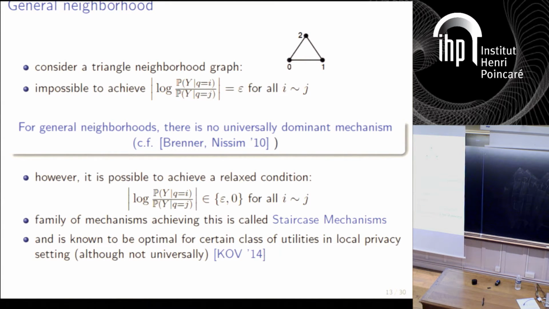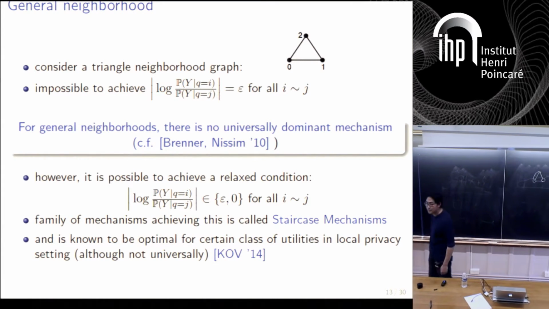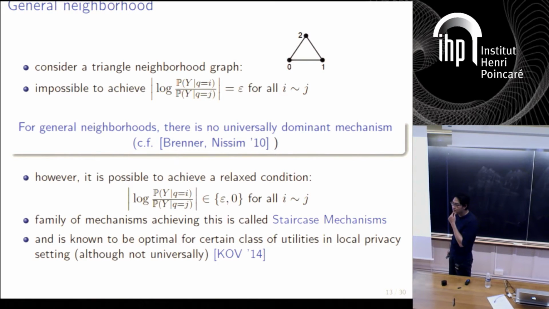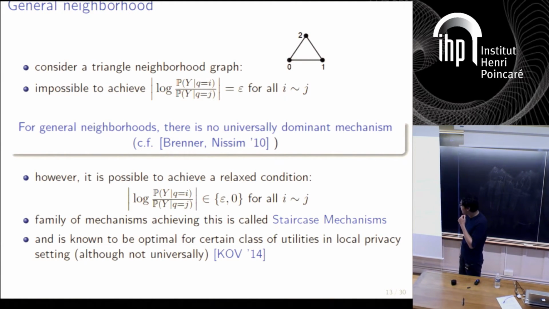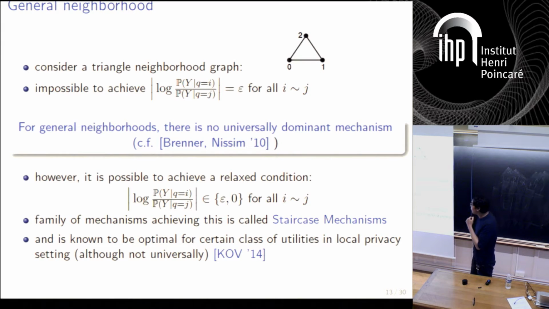Because the ratio between this and this has to be e to the epsilon. One has to be bigger. The other also has to be e to the epsilon, and this also being e to the epsilon, that's impossible just by construction. So what that means is that for a neighborhood like that, you cannot actually have any such privacy mechanism. So what it means is that it depends on the utility that you're going to look at. The dominance that we're talking about is complete dominance.